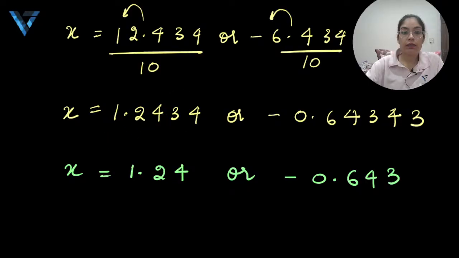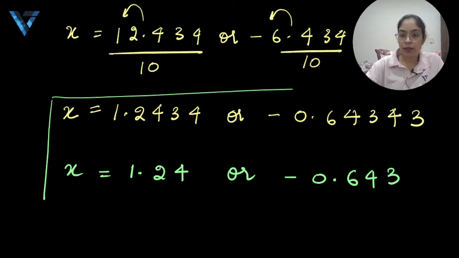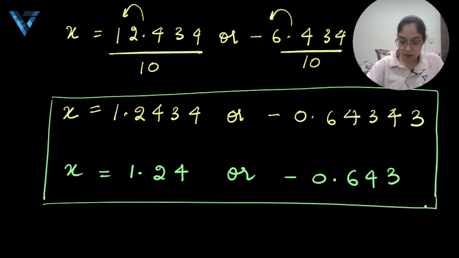Regarding significant figures, I explained yesterday. You can see yesterday's class once again and get an idea about significant figures also. Starting 0 won't be counted. Only the 0 which is an ending 0 after the decimal is counted. So x is equal to 1.24, or here it's 3 significant figures. This 0 won't be counted, so 1, 2, 3. So 0.643. I hope this is clear.